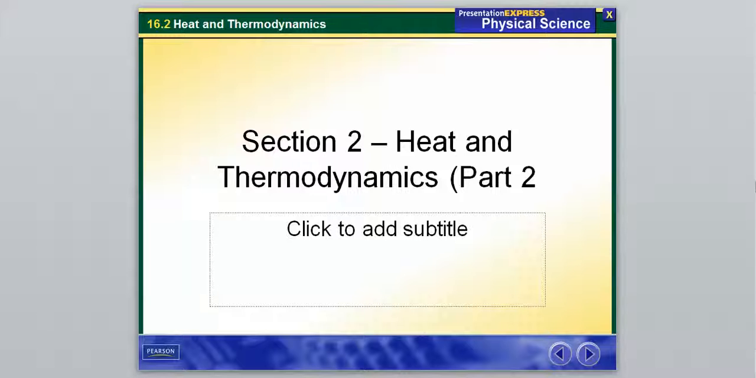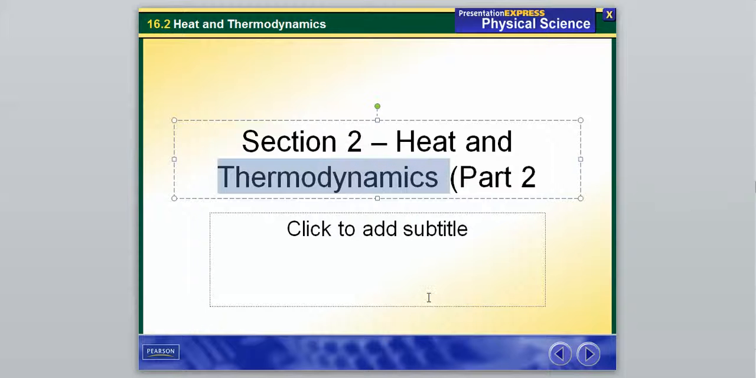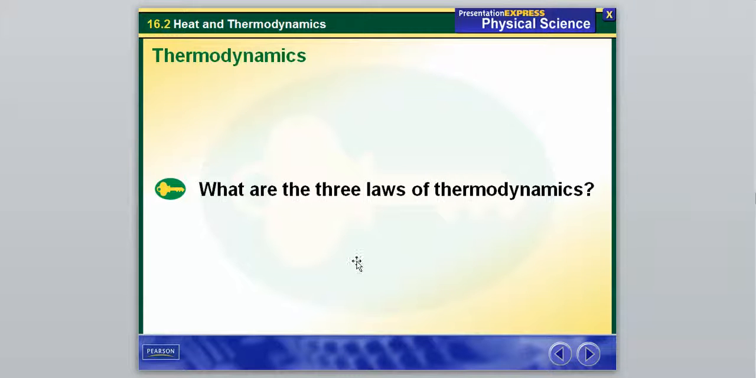We're going to finish up Section 2 today, and the focus of Section 2 is something known as thermodynamics. Again, that's probably a new word for you, but we're going to break it down to help it make sense, and there are actually 3 laws that we're going to go over that relate to this term, thermodynamics.